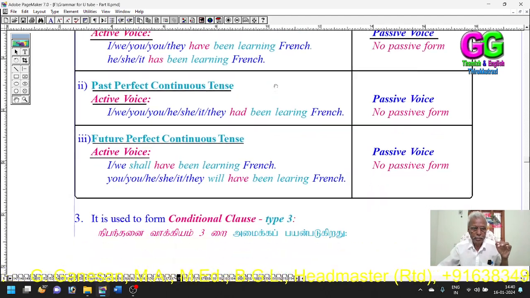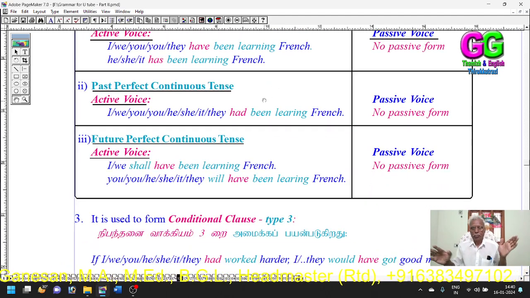Then past perfect continuous for all the eight pronouns: had plus been plus present participle. I had been learning French. Similarly, they had been learning French. No passive form.